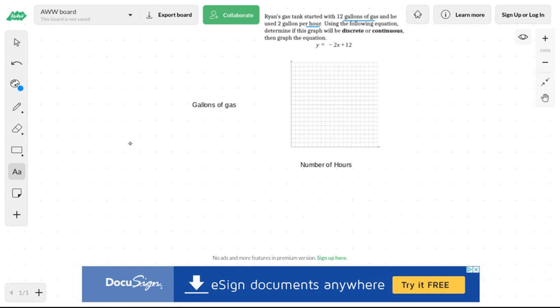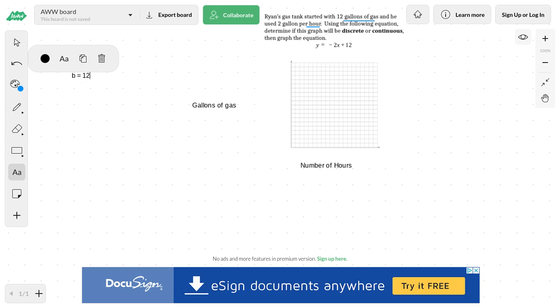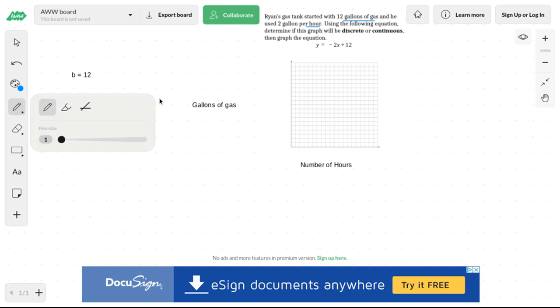So now I want to start plotting some dots. The first thing I want to do is find my b value. I know that my b is just the constant, which is 12. So that means I'm going to put a dot at 12. I'm going to count 1, 2, 3, 4, 5, 6, 7, 8, 9, 10, 11, 12. And I'm going to put a dot on the y-axis at 12.